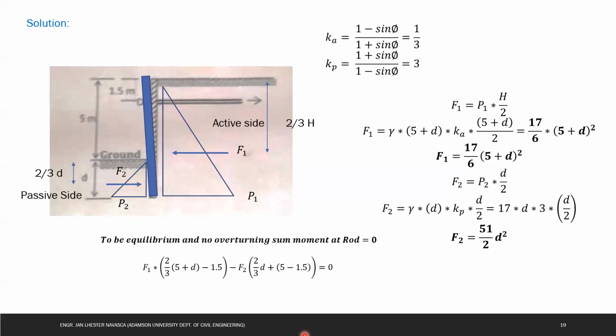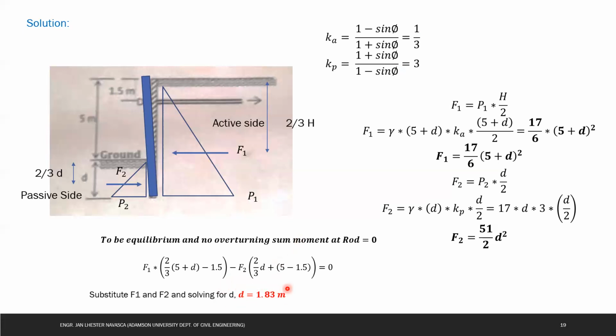Now equate it to 0, substituting F sub 1 and F sub 2, and solving for the value of D. So basically, just use your calculator to solve for this type of problem. So you have this quadratic equation. Okay. So 5 plus D is substituted in F sub 1, and you substitute F sub 2, and the only unknown will be the depth D. Okay. So solving one equation, one unknown, you can solve for the value of D.